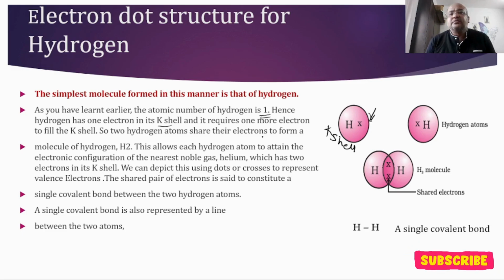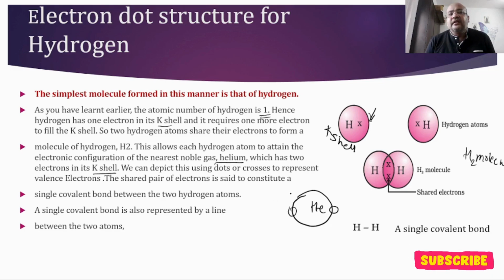So two hydrogen atoms share their electrons to form a molecule of hydrogen. If two hydrogens come close together and share their electrons, we get a hydrogen molecule. When two hydrogens share their electrons among themselves, this allows each hydrogen atom to attain the electronic configuration of the nearest noble gas, that is helium, which has two electrons in its K shell.